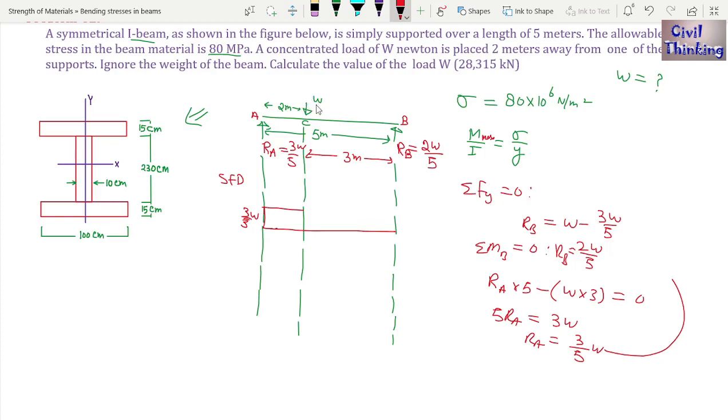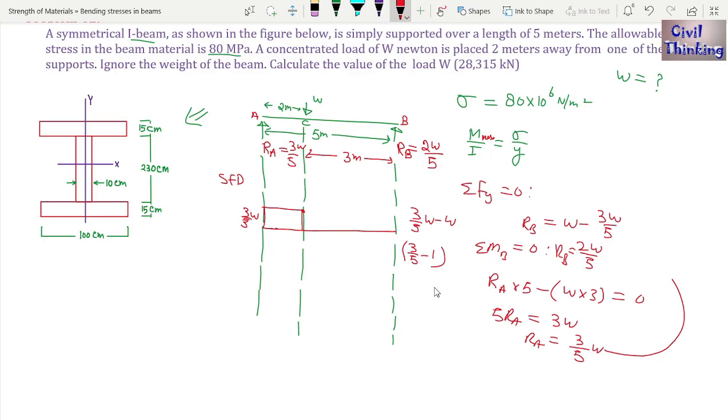Now here is W downwards, so I have to go W downwards, right? Already we have 3 by 5. Now from here to here it is 3 by 5, but we don't have to go 3 by 5, we have to go W downwards. So how much more do we have to go down? We have to go 3 by 5W minus W, right? Now it is 3 by 5 minus 1.